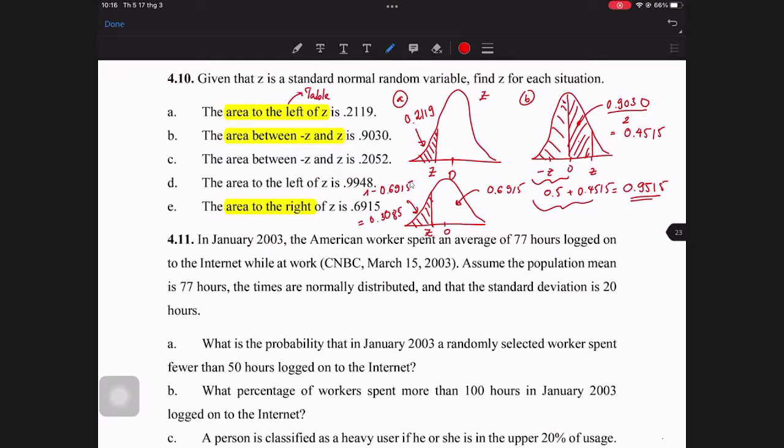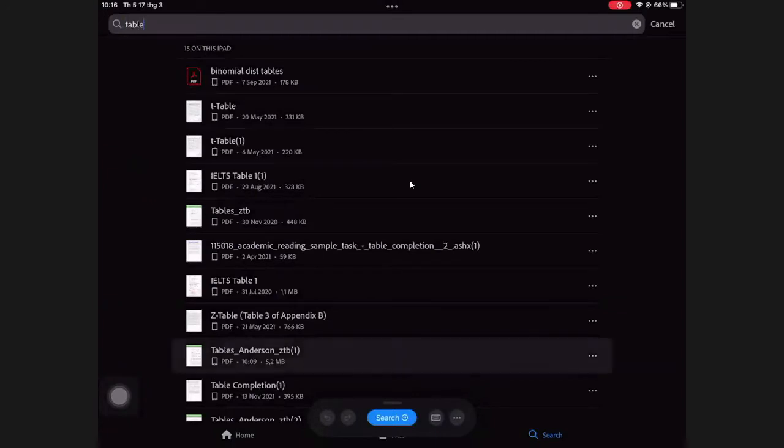Remember that for the Z distribution, if you are using the table in the textbook, you always have to convert into the area to the left, because the table only gives you the area to the left. All right. So all you need to do now is just look up these values here. We have 0.2119, we have 0.9515, and we have 0.3085. We can just look up these values in the table. I will show how you are going to do this.